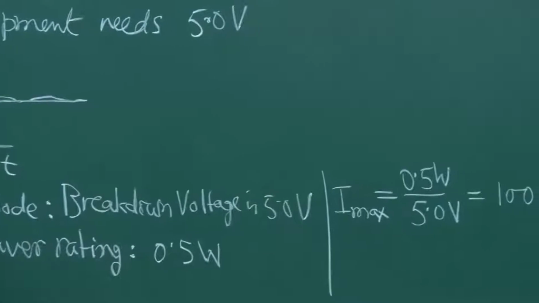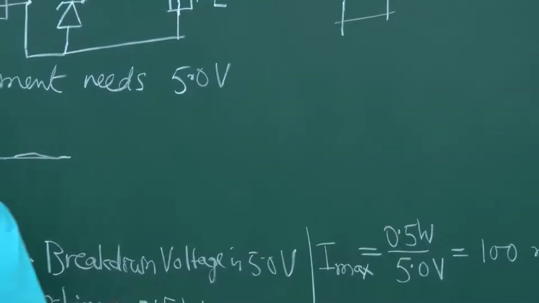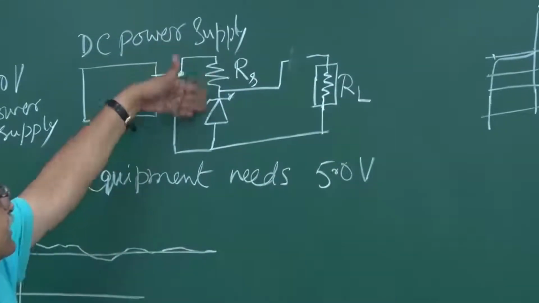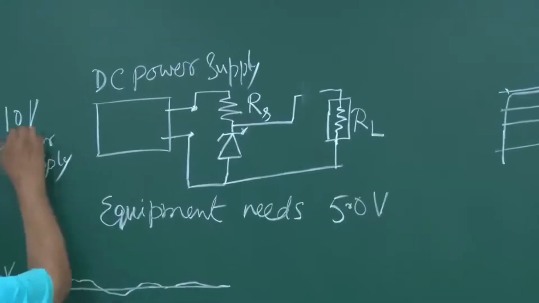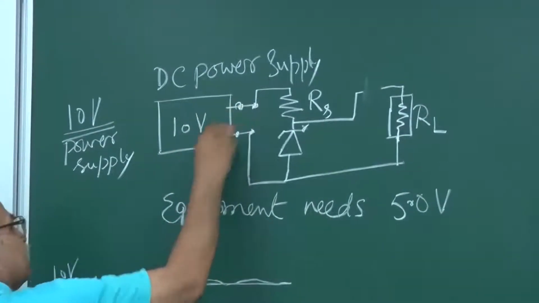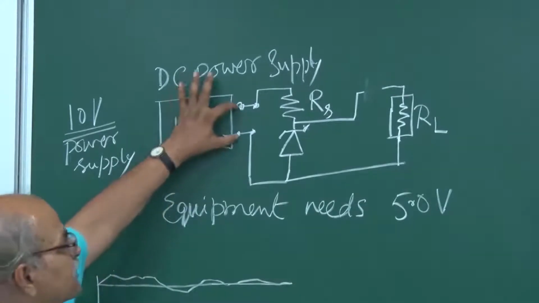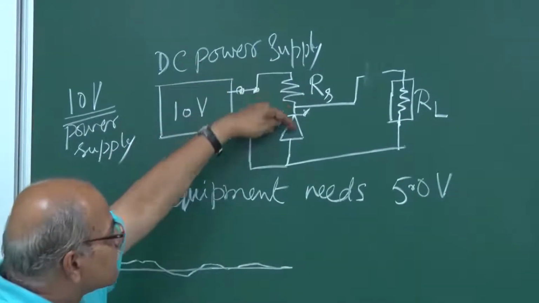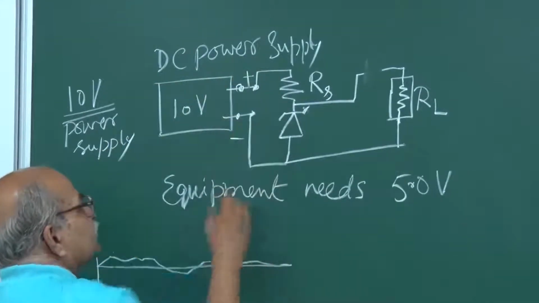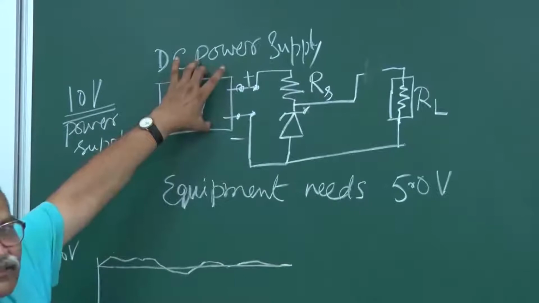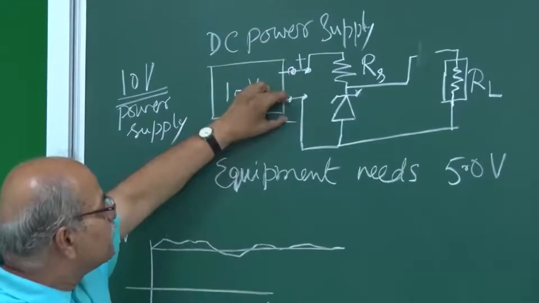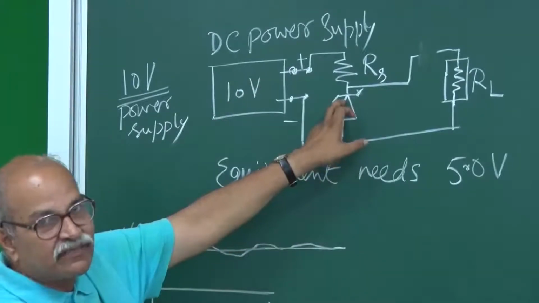To start with, let us say there is no load. Let me break this. Suppose it's just RS and the Zener, and suppose this is 10 volts. It is giving me 10 volts. Fluctuation is there, but 10 volts here. And your circuit is just this. Remember, this side is plus and this side is minus. This is a DC power supply, so one side is positive, one side is negative, and then it is reverse bias.